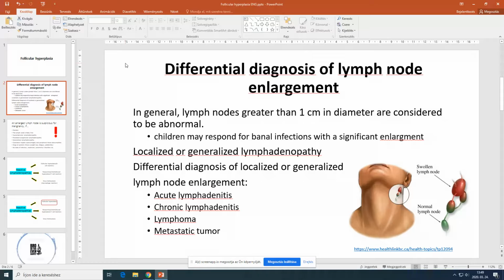And this is the differential diagnosis of lymph node enlargement. Acute and chronic lymphadenitis due to microbial, viral or bacterial infections or non-microbial causes such as medications or autoimmune disorders. Also, primary and secondary tumors of the lymph node can cause enlargement.